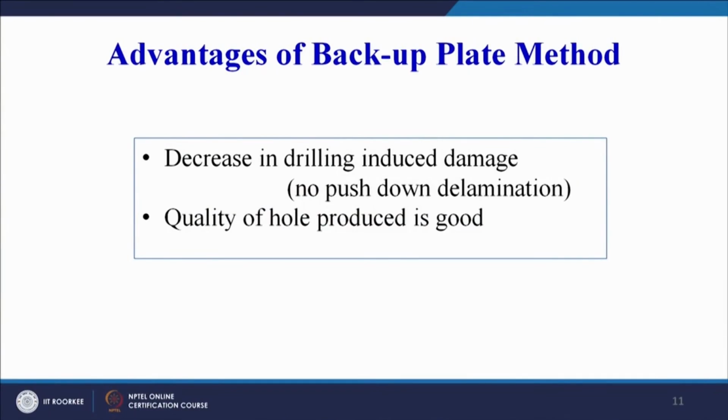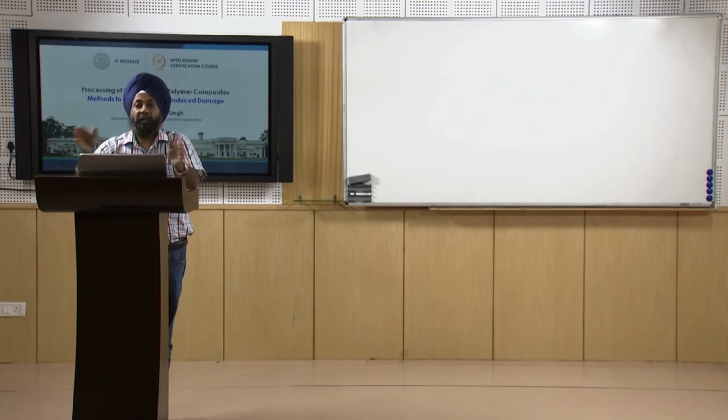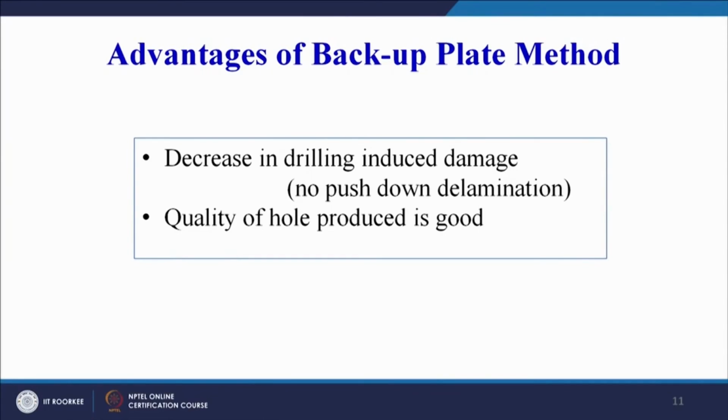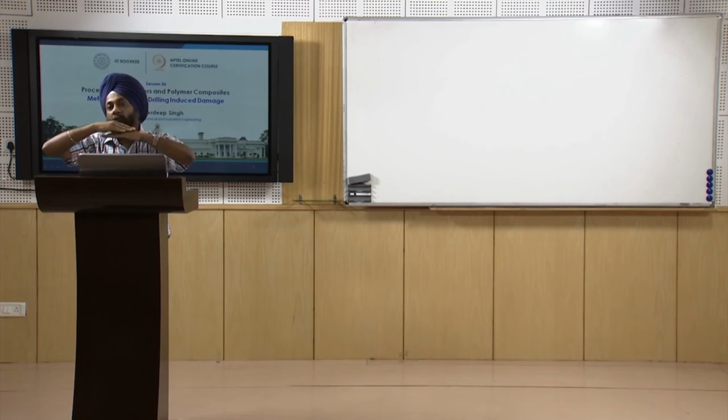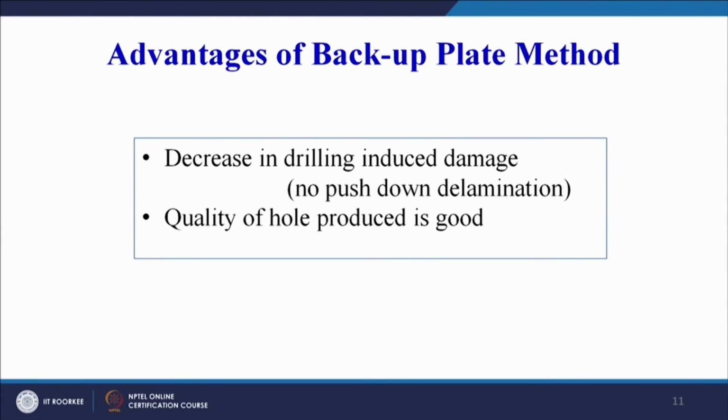Now what can be the advantages of the backup plate method? Decrease in the drilling induced damage, which I have already told. We are currently focusing on two important types of damage only, the peel up type of delamination and the push down type of delamination. This backup plate, placed just at the bottom of our laminate during the drilling operation, will help us avoid the push down type of delamination, and the quality of the hole produced is also very good.